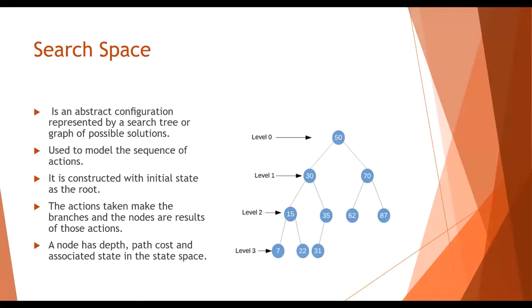Don't forget that, because we're going to use it in the different algorithms that we're going to use in searching. Again, depth means the number of levels in a tree. Path cost is the cost of going to the next node. Will it be the distance or time? It depends on the given.